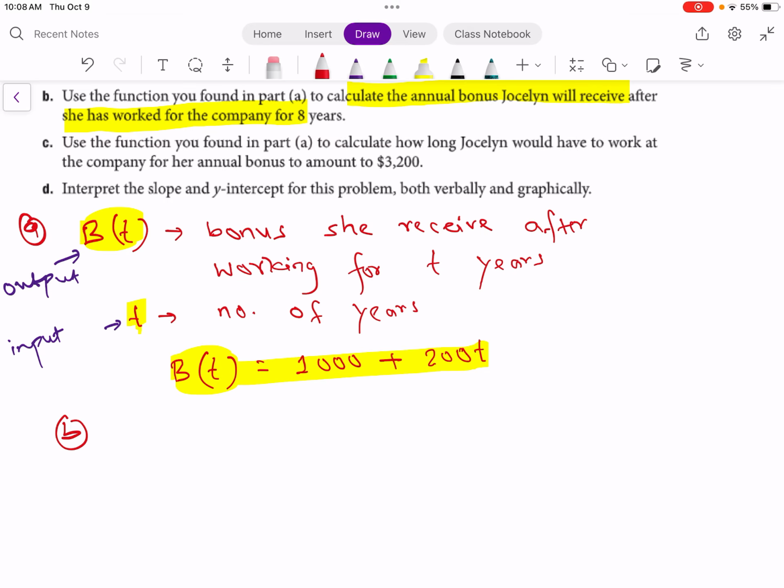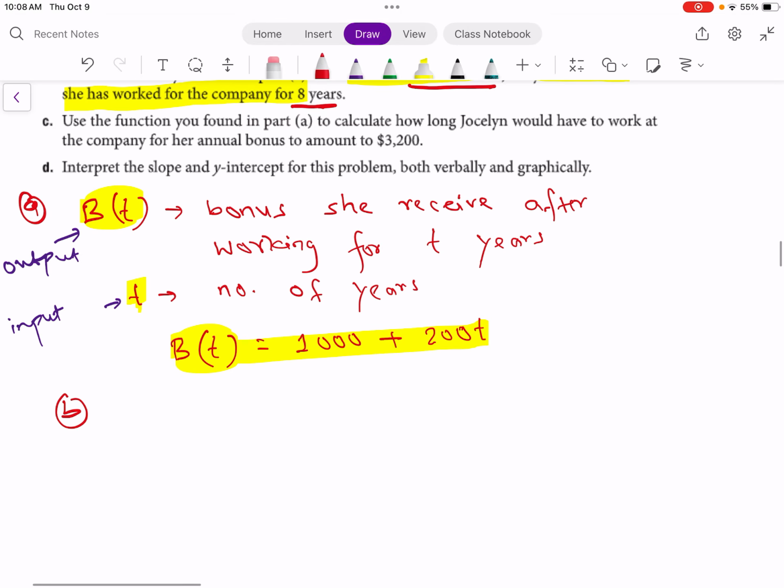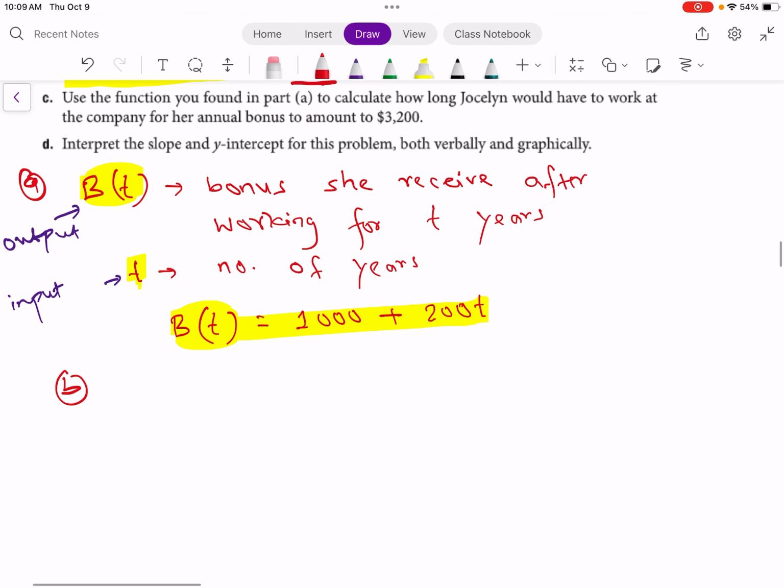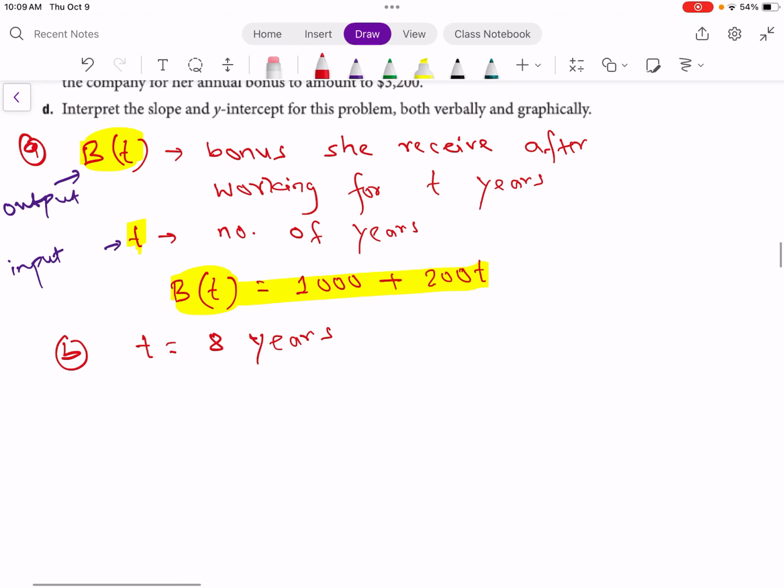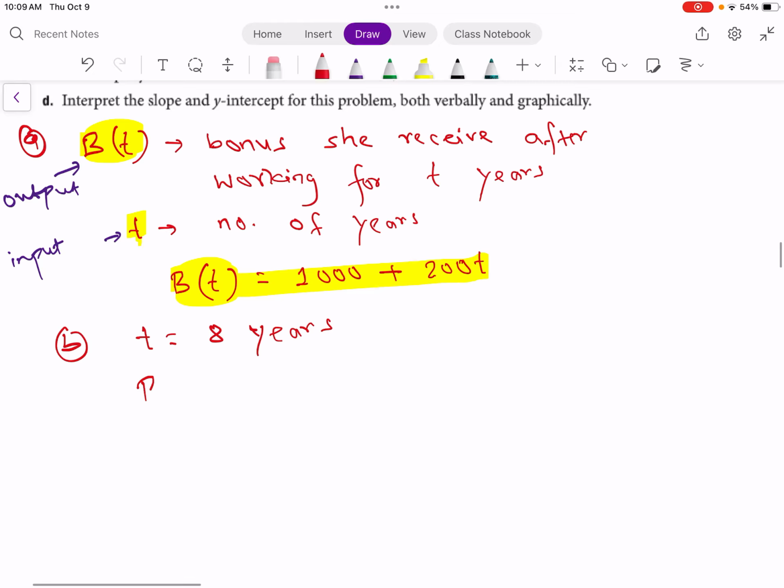So we want to calculate the annual bonus after she worked for 8 years. What is this 8? Is it bonus or time? Okay, our 8 is time, so time is 8 years. And we are asked to find the bonus when our time is 8 years.